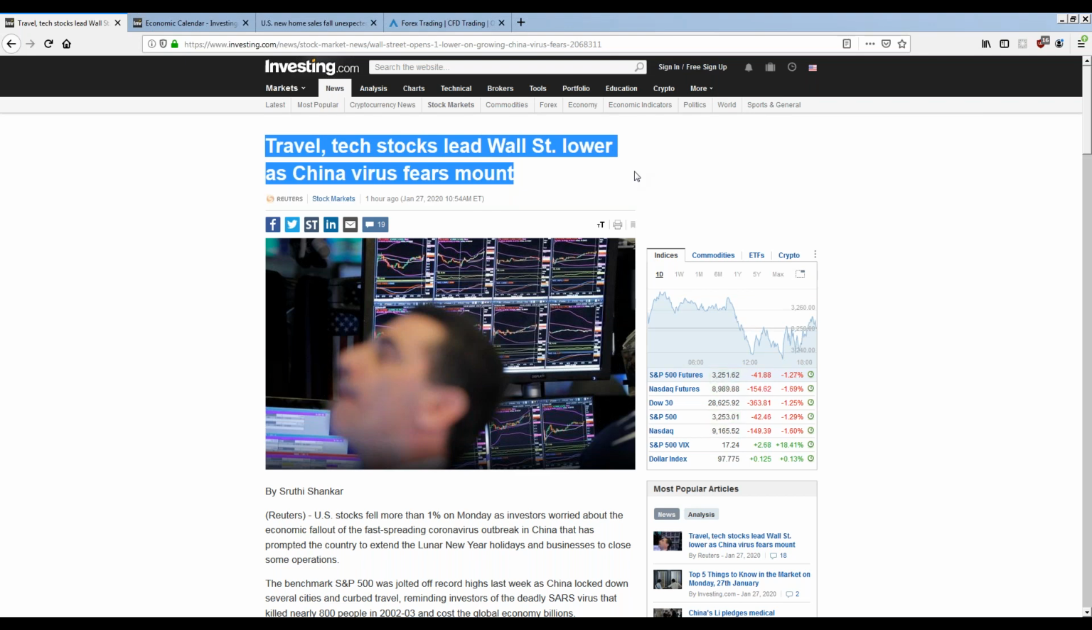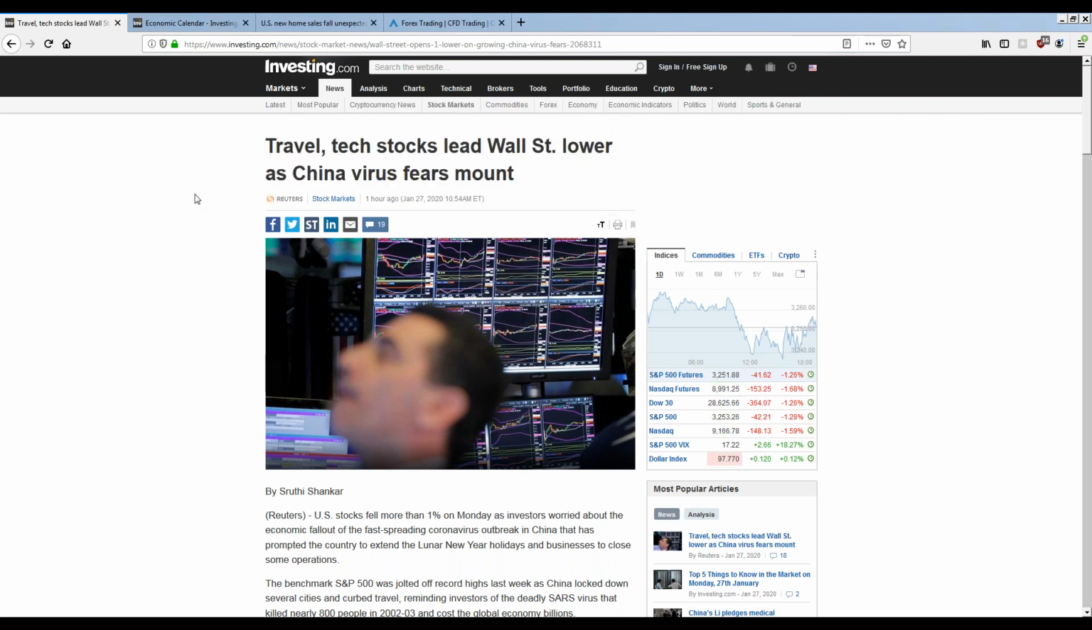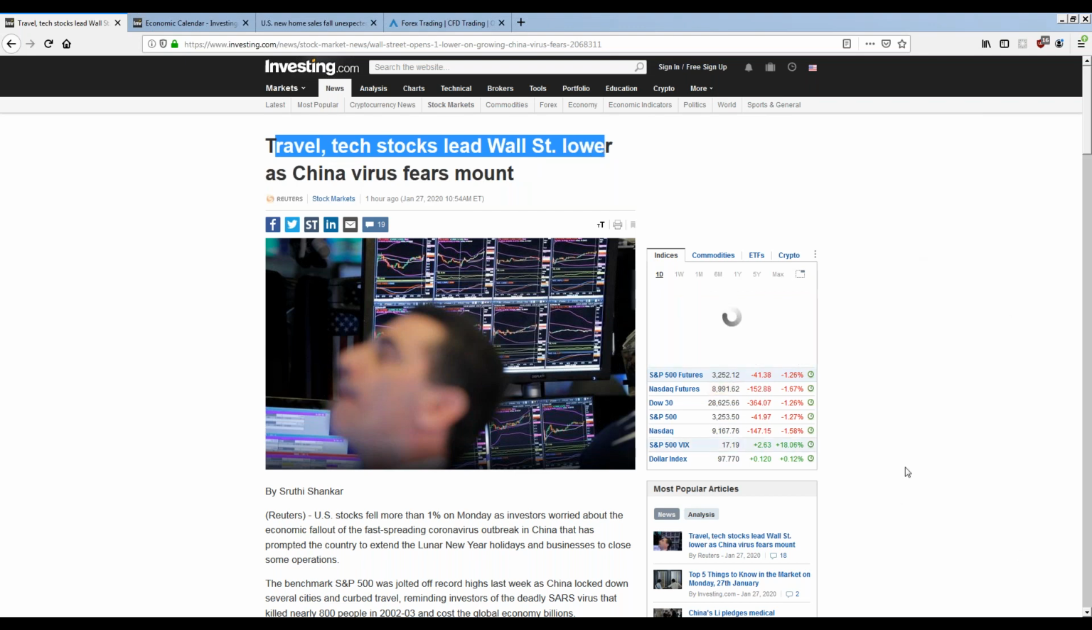These articles have been shown all day. It's not something new. It's been there, okay? It was updated an hour ago, and there were other articles as well. So this fundamental news has been there. And with this type of headline, what do you think indices would do with this type of fear? When you see travel, tech stocks lead Wall Street lower, what do you think is going to happen through the day with the fear index high? Yeah, dropping. This stuff was very, very much predictable. Okay, so this is the power of fundamental news.